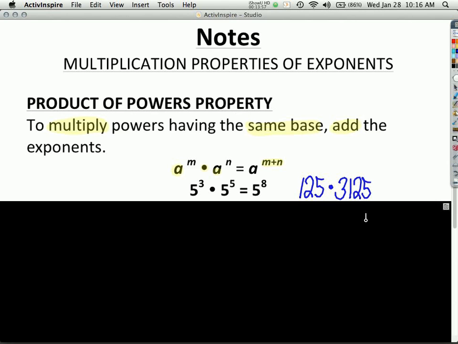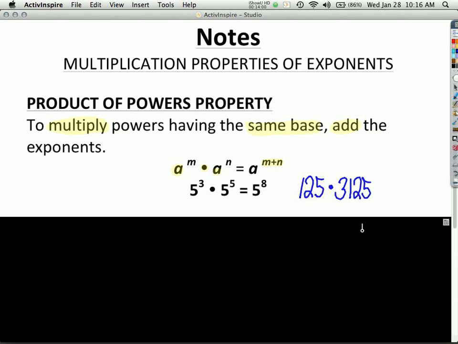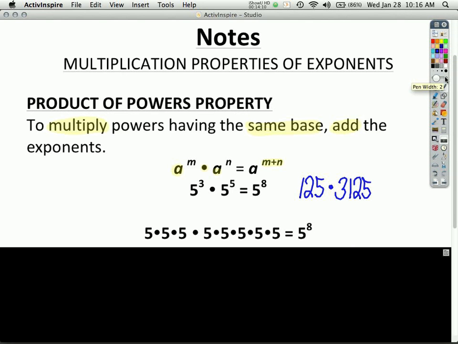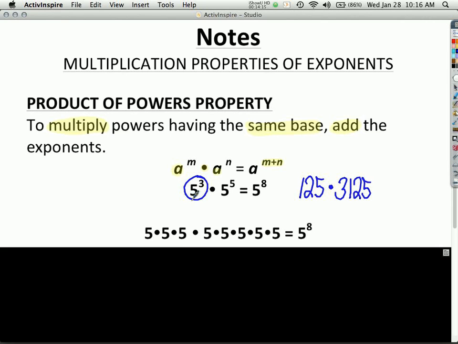All right, so let's show this another way. So now, showing you a different way. So what I have here is I have expanded this. 5 to the third power becomes 5 times 5 times 5. Of course it is. That's what it is. And now 5 to the fifth power becomes 5 times 5 times 5 times 5 times 5.